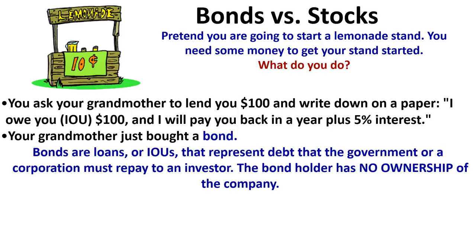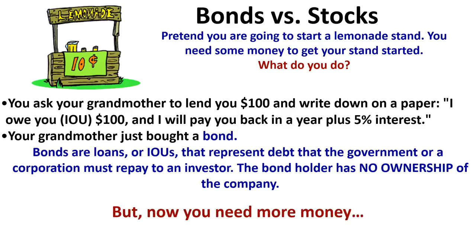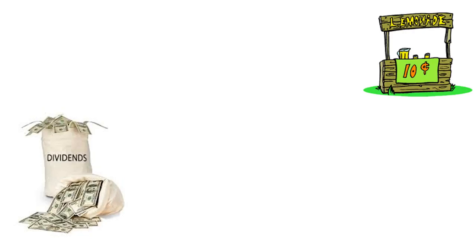Okay? The bond holder has no ownership of the company. So grandma can't tell you how to make your lemonade. She can't tell you that your sign looks messy. She simply gave you dollars to do your business. But now if you need more money, you have to really think about where you're going to get it from. Maybe a bond isn't the best idea.